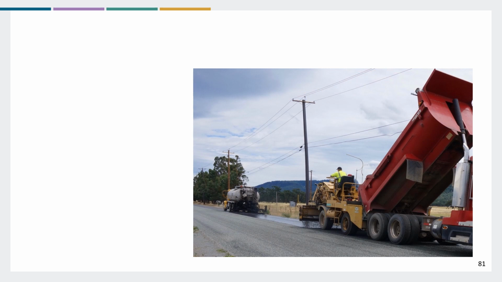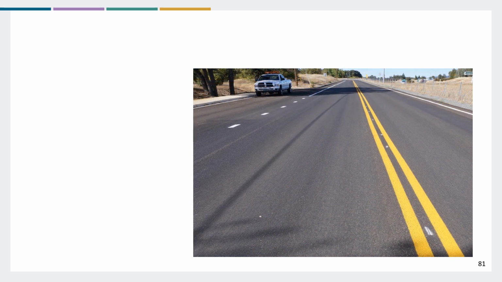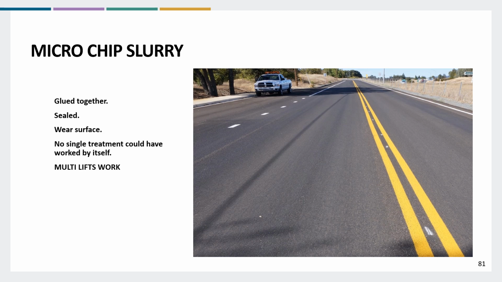The second step was to apply an emulsion chip seal. To save money, the county used their own forces and hired a spreader company to come in and apply the oil, and they put down the chip seal. Lastly, it was covered by a Type 2 slurry seal as the wearing course. Our finished product turned out pretty good. This is actually a picture 2 years later of the roadway. Micro, chip, slurry. Glued together, sealed, with a wearing surface. No single treatment could have worked by itself, so multi-layers work.